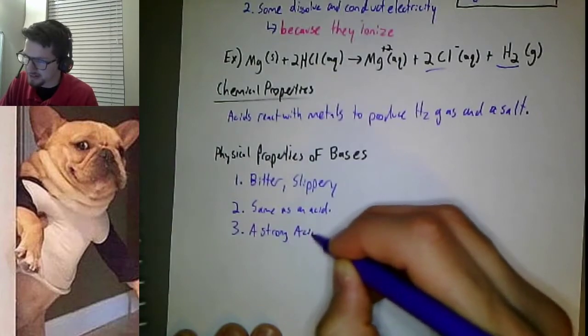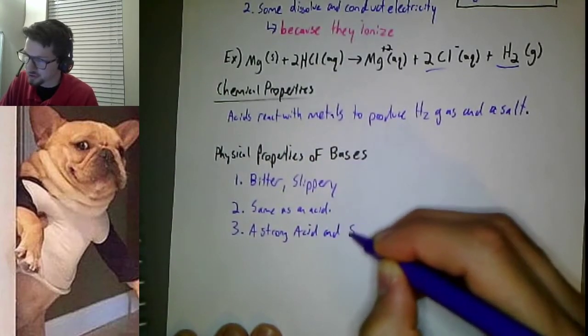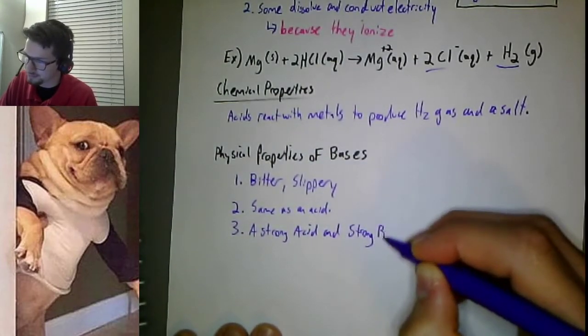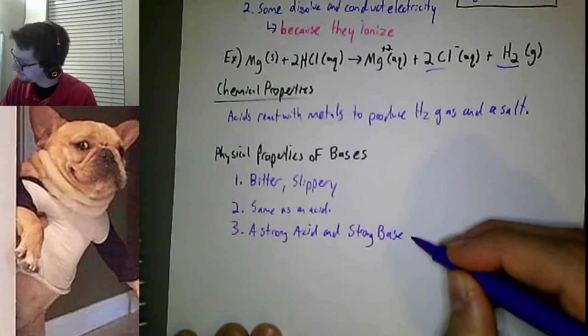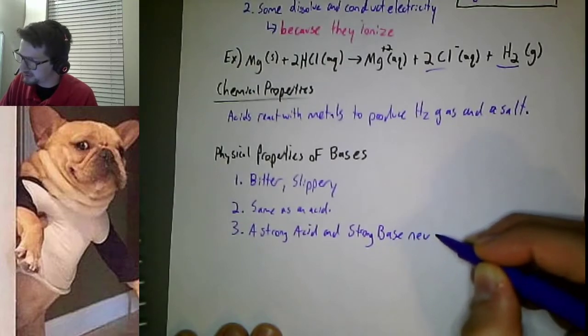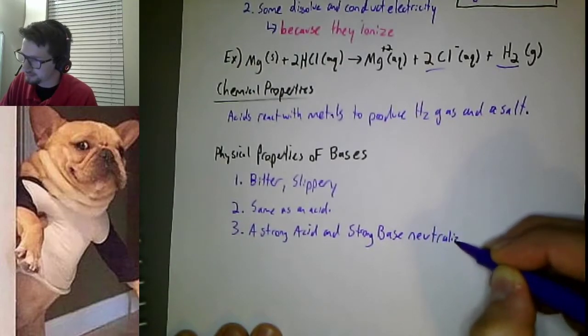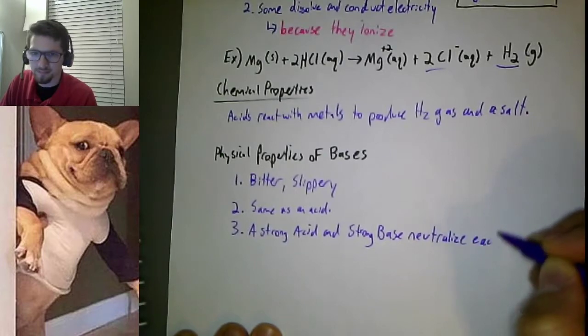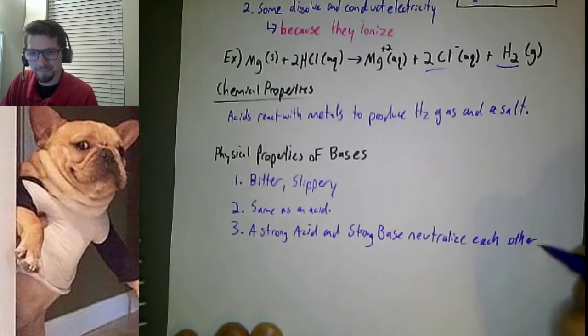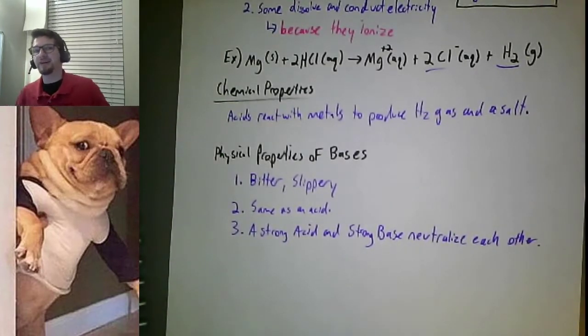A strong acid and strong base neutralize each other. In other words, they cancel each other out. If you have a super basic thing and a super acidic thing, and you really mix those things together well, it should end up being really neither too acidic nor too basic. It should end up somewhere in the middle.